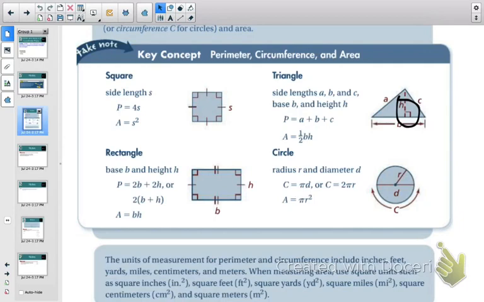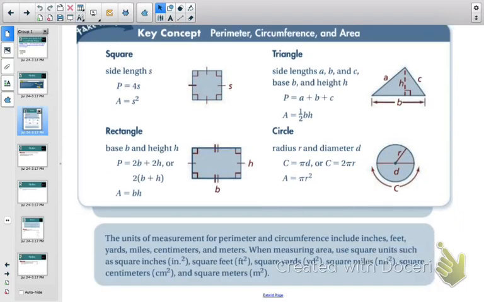The units of measurement for perimeter and circumference are always in linear terms, like inches, feet, yards, miles, centimeters, meters. Linear meaning there's no exponent. When you're doing area, they're in square units, so square inches, square feet, square yards, etc. We write that as the unit inches with a power of 2, inches squared.